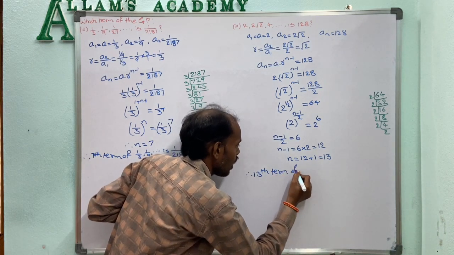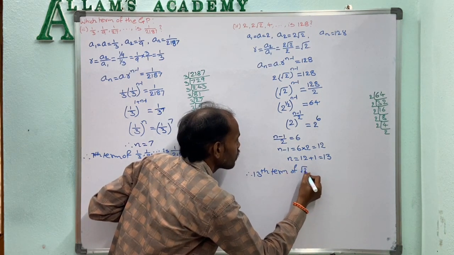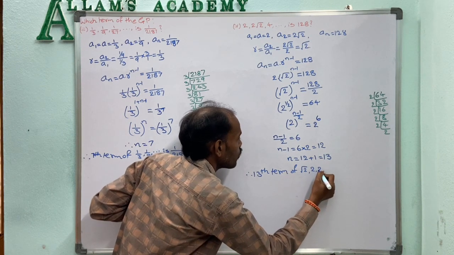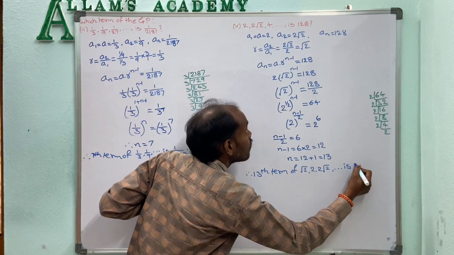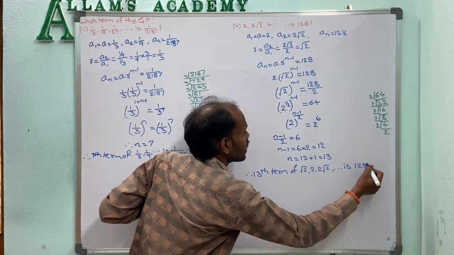The 13th term of root 2, 2 root 2, and so on, is 128.